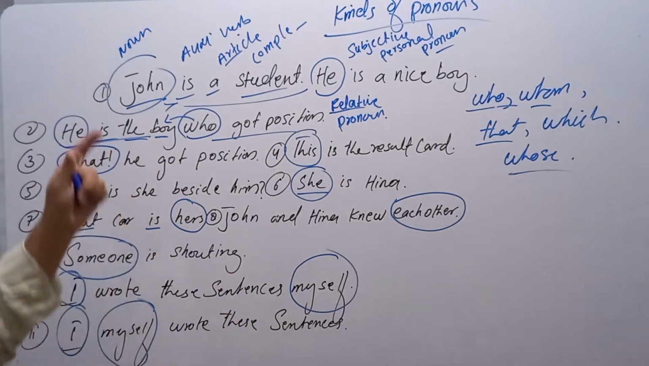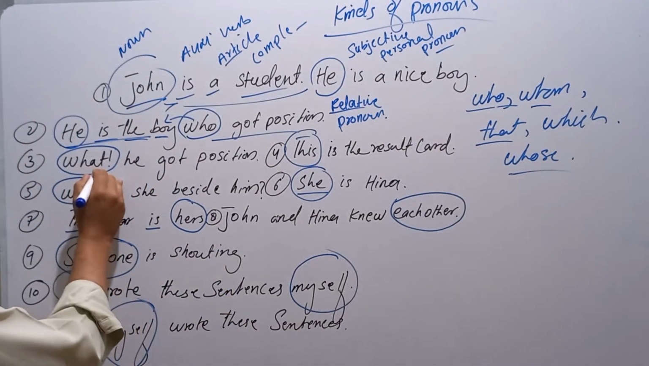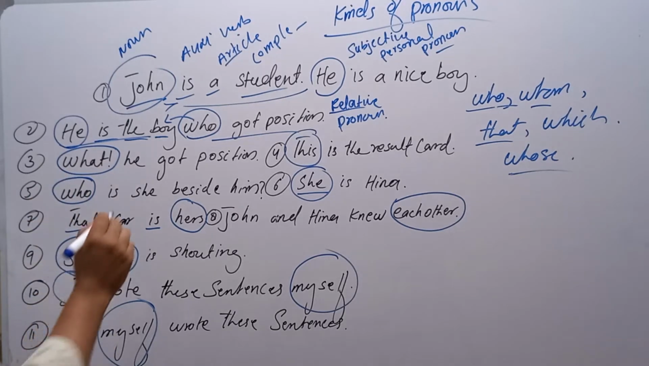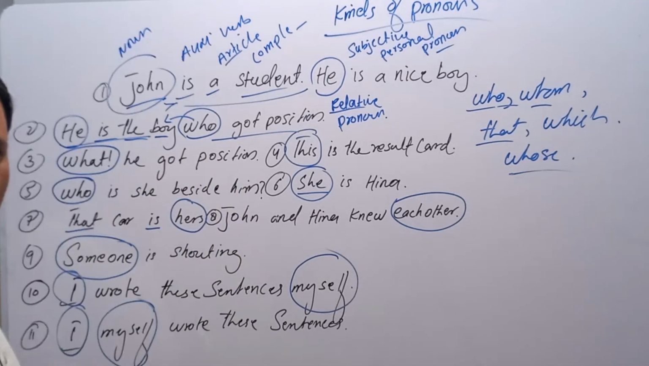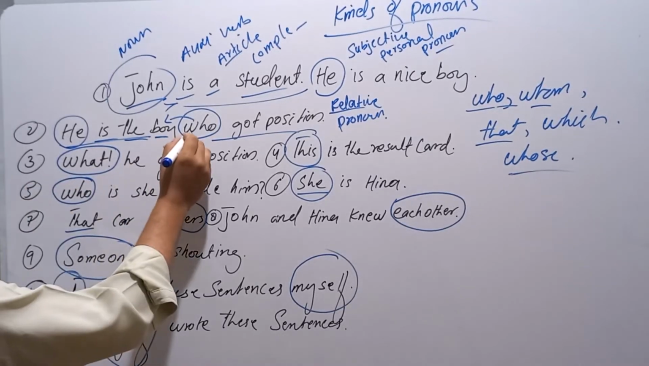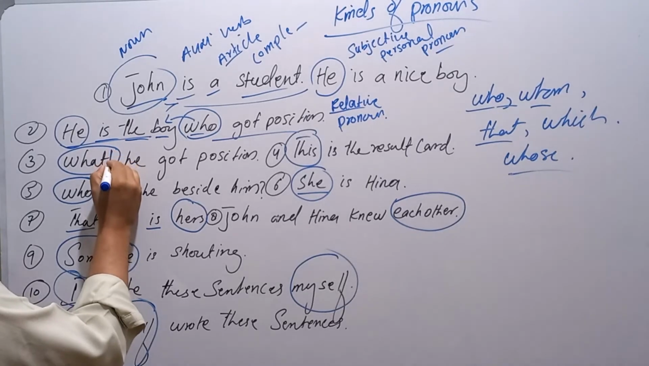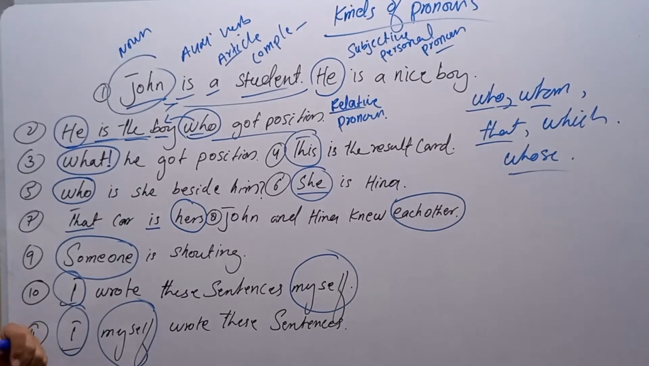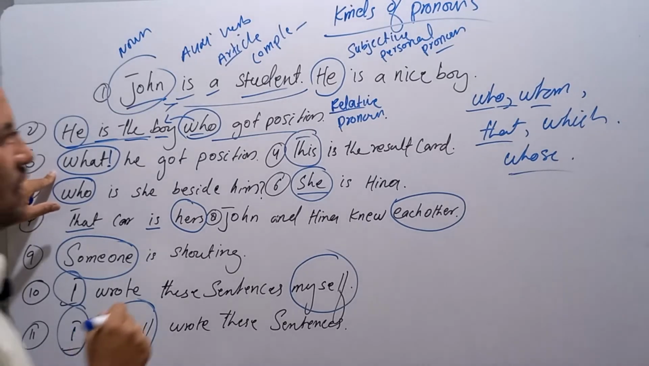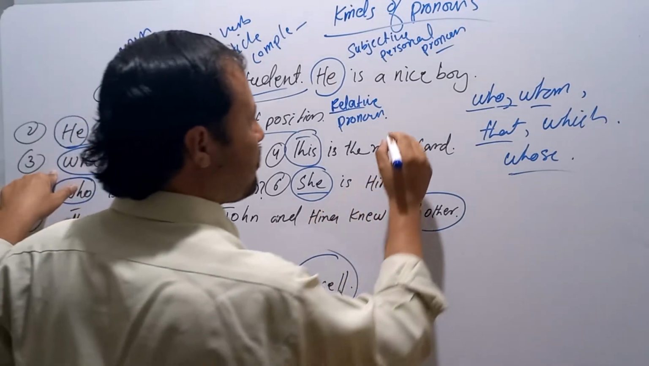Okay, we'll move now to the next one. What? He got position. Now here, what is what? Over here, who is a relative pronoun, but what about what? What is working here as a pronoun. But what kind of pronoun is it? There is a difference because we have used an exclamation mark here. So what is an exclamatory pronoun? We call it exclamatory pronoun.